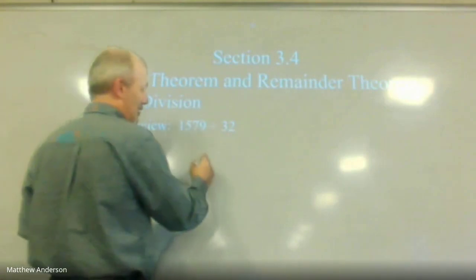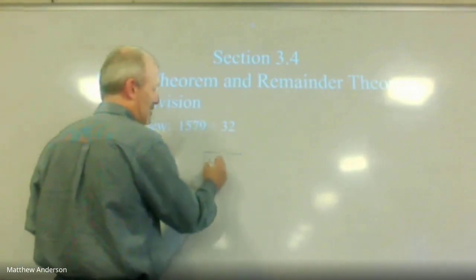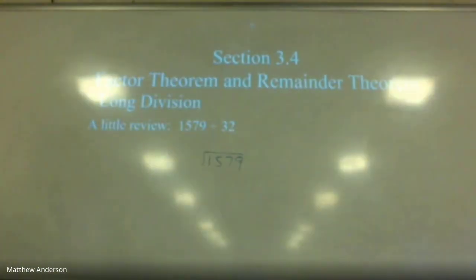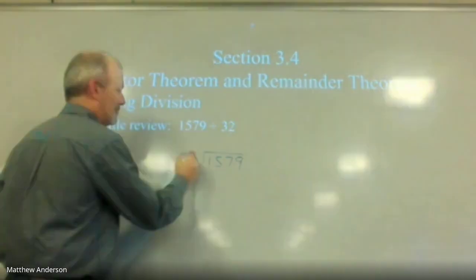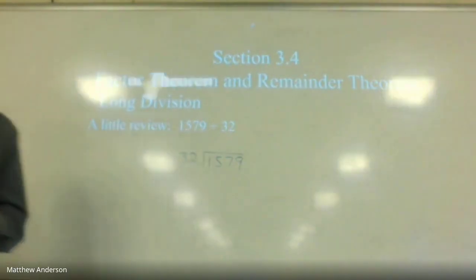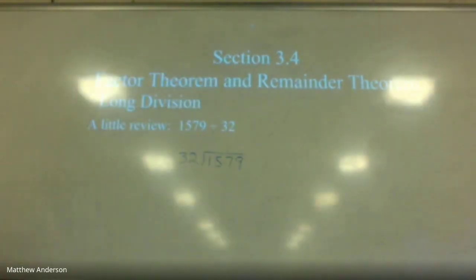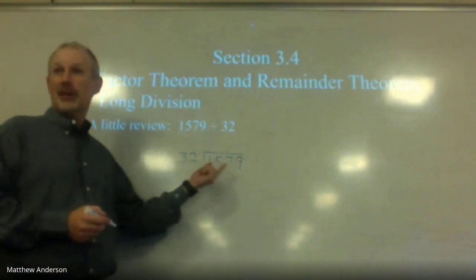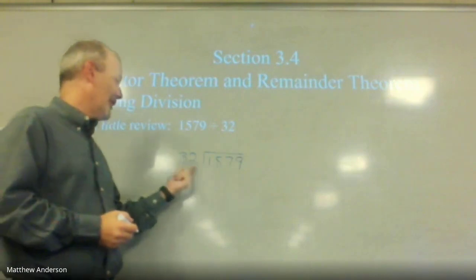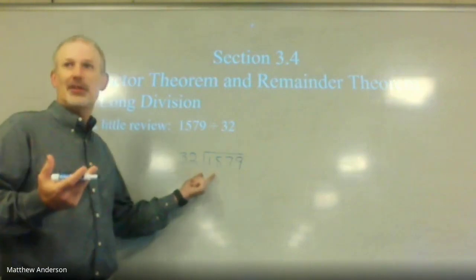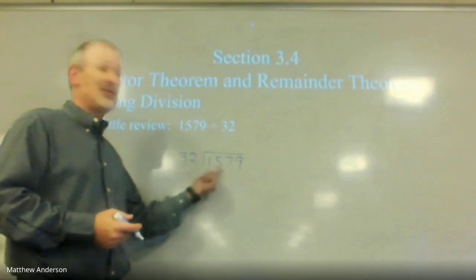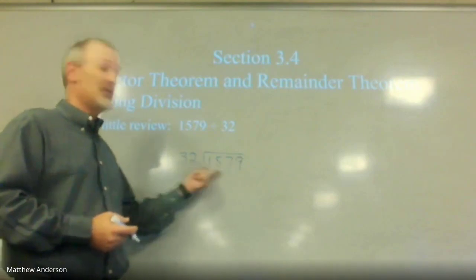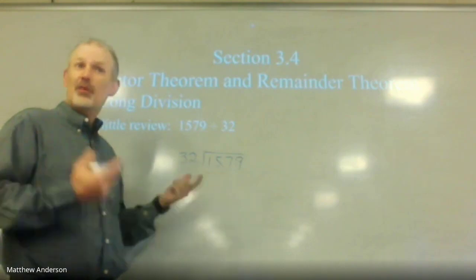1,579 divided by 32. If you remember, the 1,579 goes into our little division symbol there, and the 32 goes on the outside. Okay, so once we see that, our goal is to figure out how many times 32 will go into this, right? So we first of all look at 32 into 1, and obviously 32 doesn't go into 1. And 32 does not go into 15. 32 will go into 157. But the question is how many times?